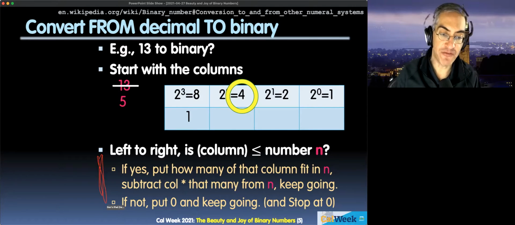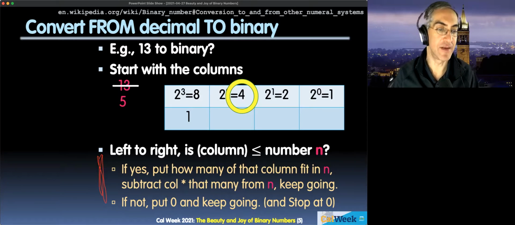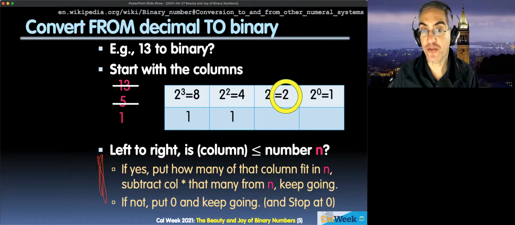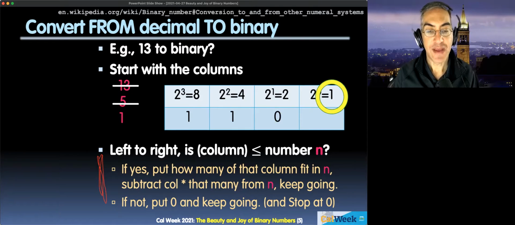Can I fill a box of 4 with 5 eggs? Yes, I can. So how many of those boxes can I fill? 1. I put a 1 there. If I send 4 away, how many do I have left? 1. Can I fill a box of 2 if I only have 1 egg? I cannot. 0. Keep going. Can I fill a box of 1? Yes, I can. How many of those boxes can I send back? 1. See that?